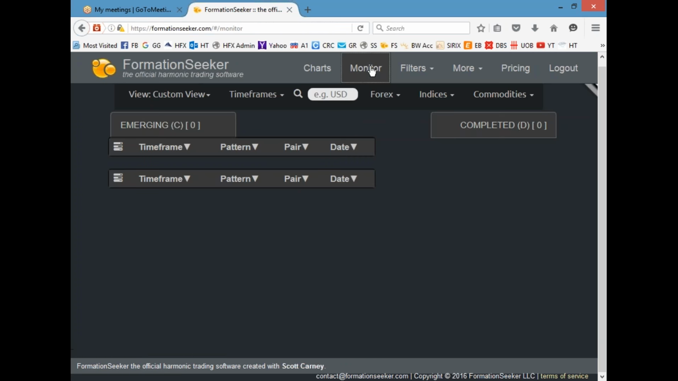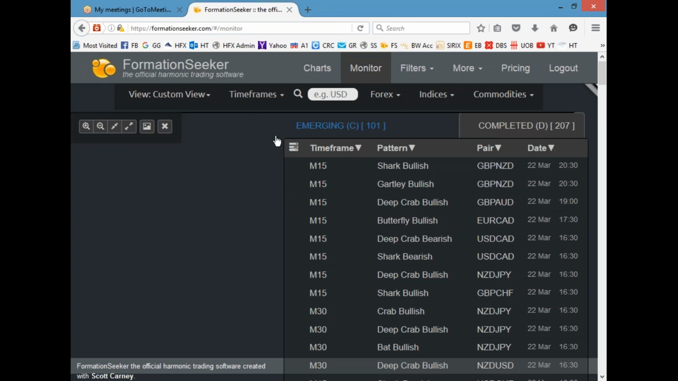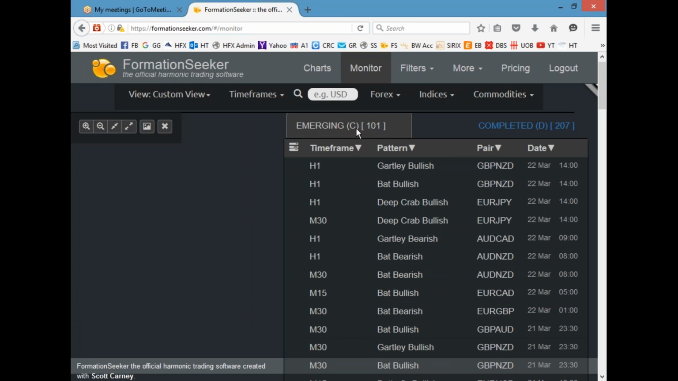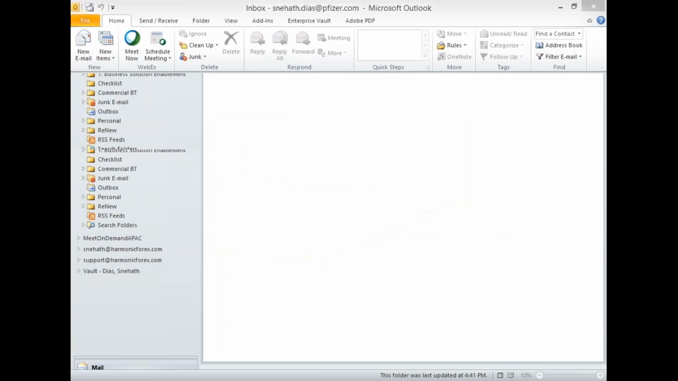Let's look for more examples, and we'll go back to the euro and see what happens to it. Completed. Let's go to emerging. And let me open up my email so that I can look for some alerts that are coming through.